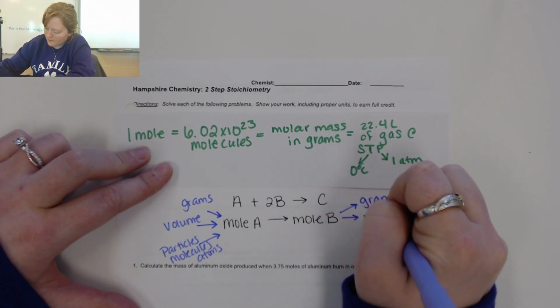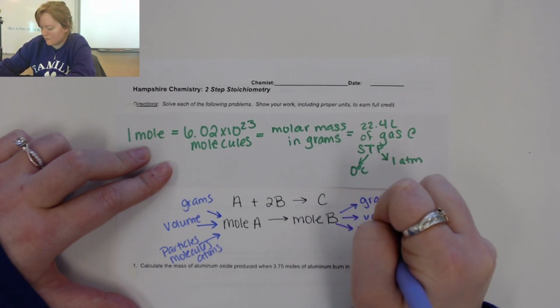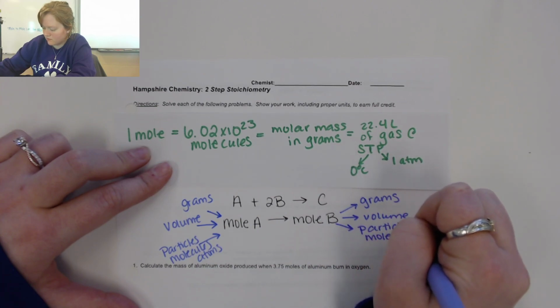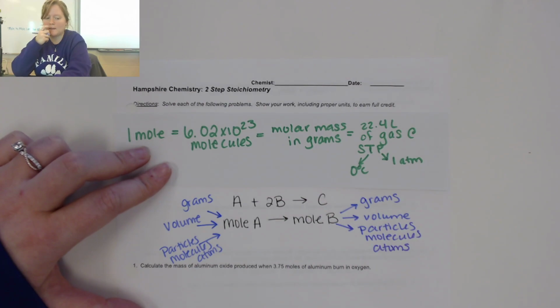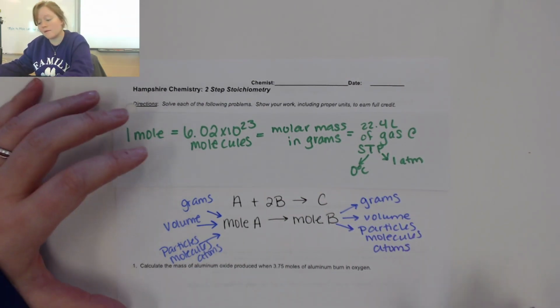and then convert moles of B, for example, to grams, volume, particles, molecules, or atoms. Okay? So let's put this into action and take a look at a practice problem.